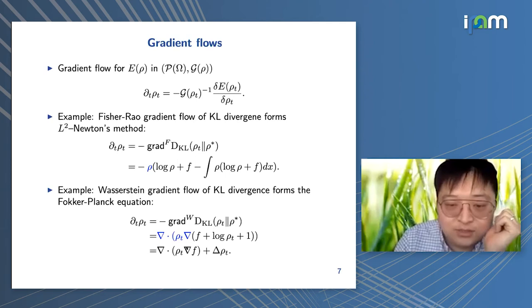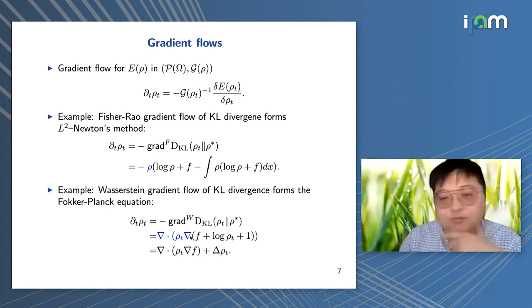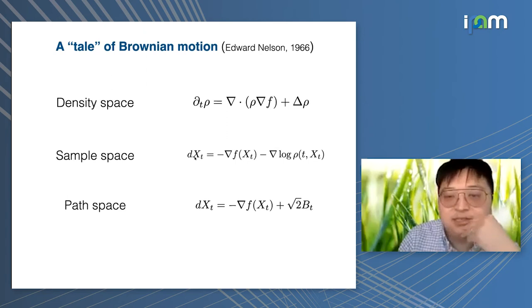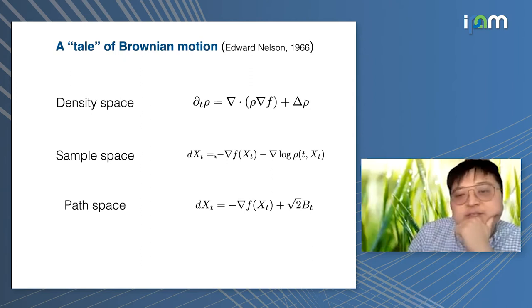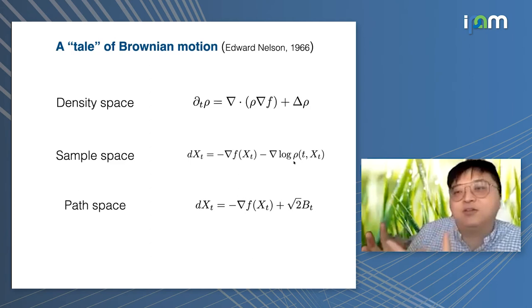This is a continuity equation, right? So we know it very well. For the continuity equation, if you write it in Lagrangian formulation, it also means dx_t = -∇f(x_t) - ∇log ρ_t(x_t). Okay, this is a very formal writing. It just means that this ρ means each particle creates a flow map and acts according to this log. It's a kind of mean field idea inside.